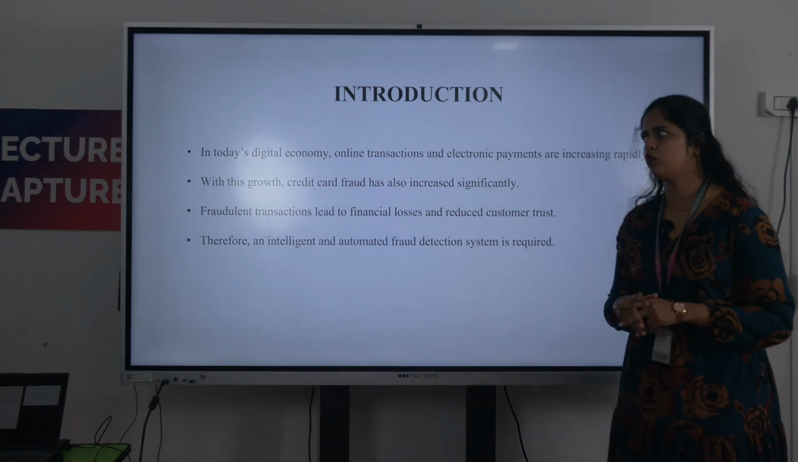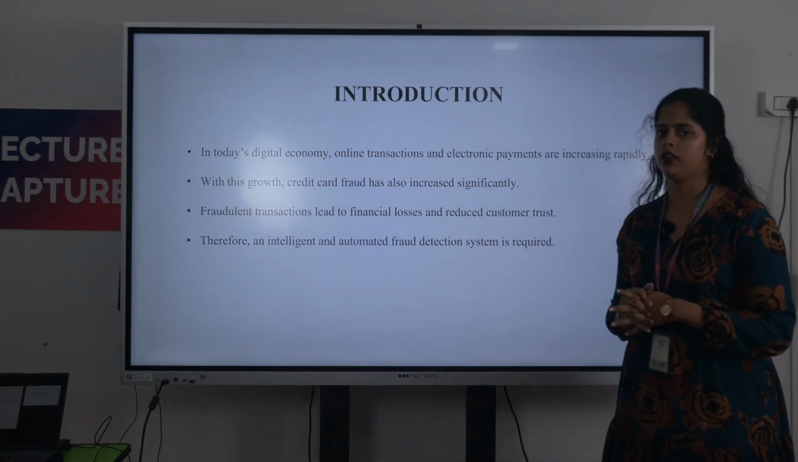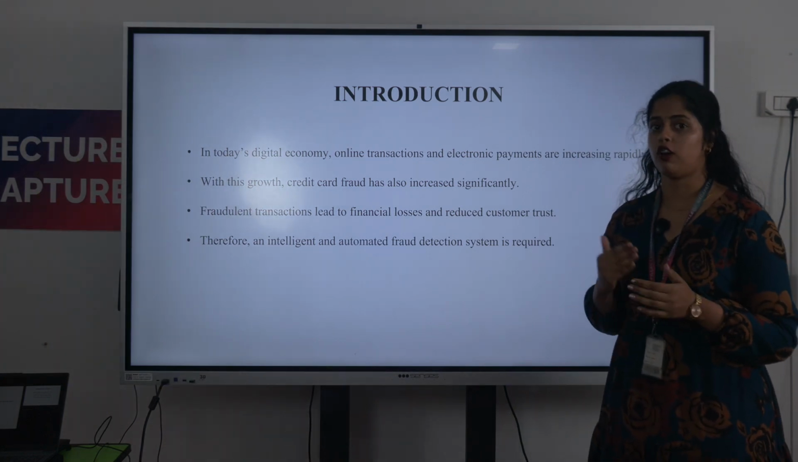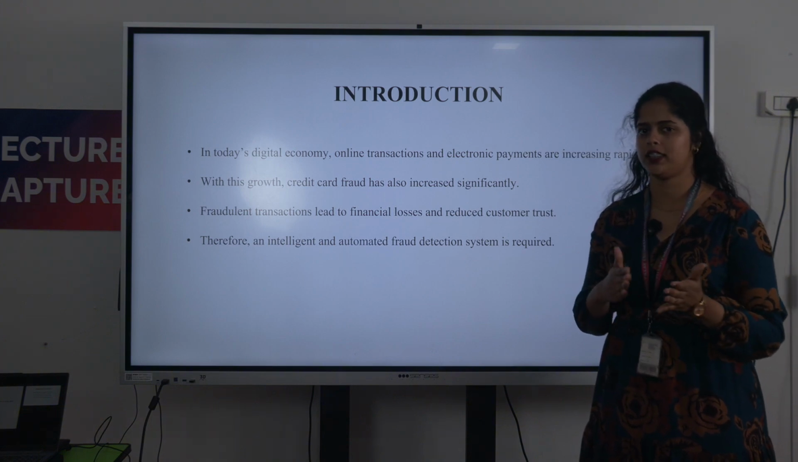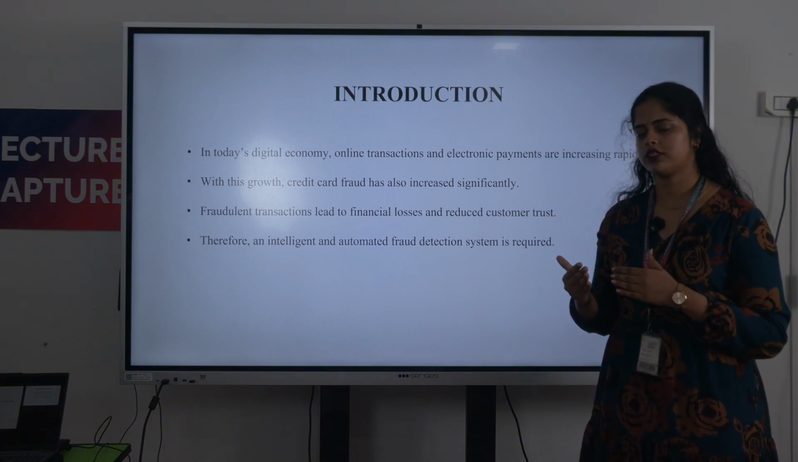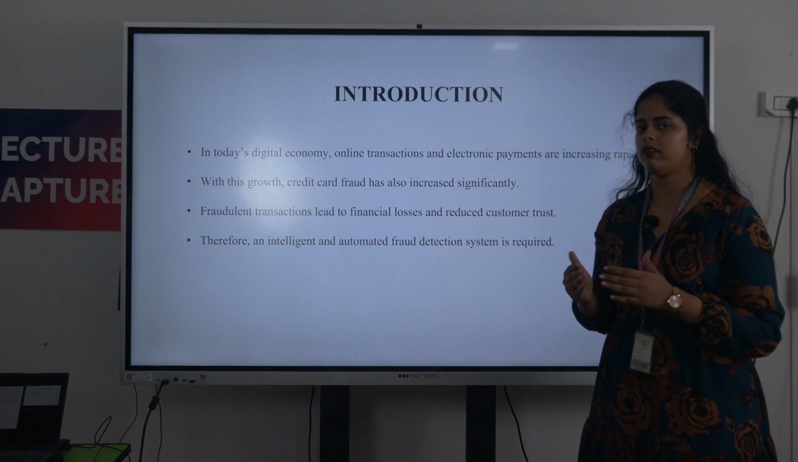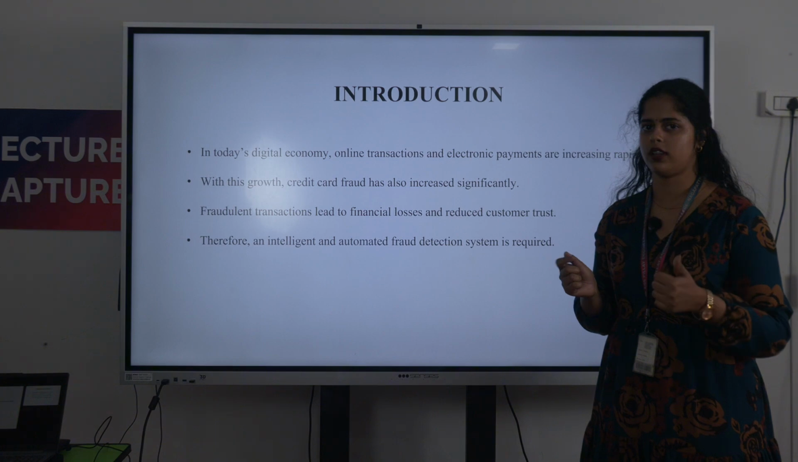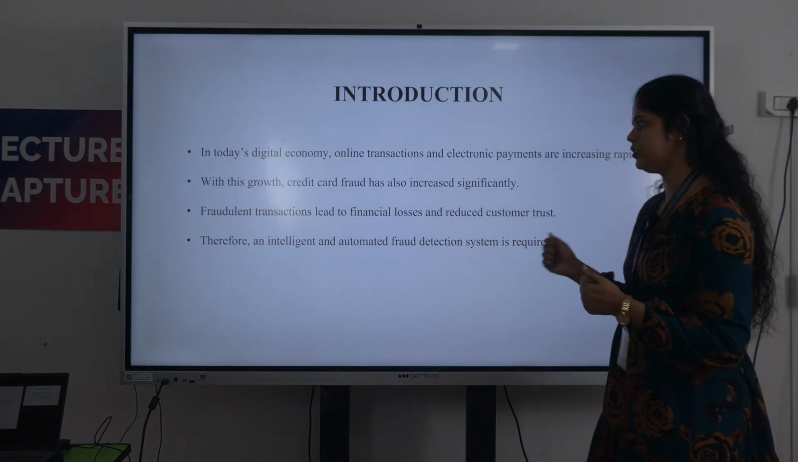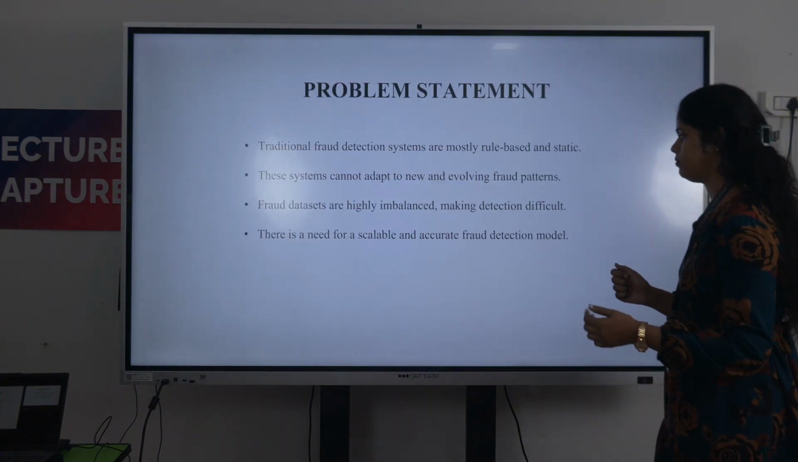First, let's move on to the introduction part. In this digital world, we are all using online and digital transactions. As online transactions increase, fraud transactions are also increasing. So that's our main vision: to detect those fraud transactions. And this is our introduction part.